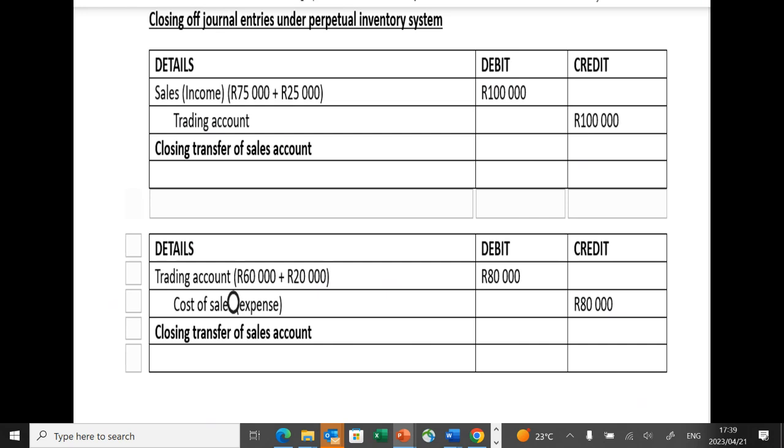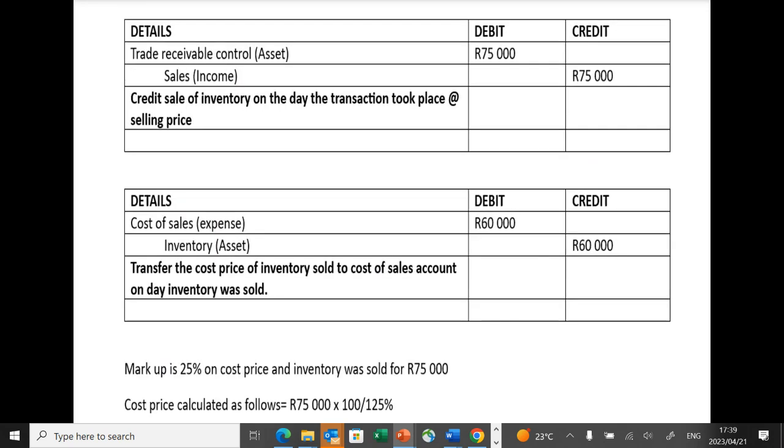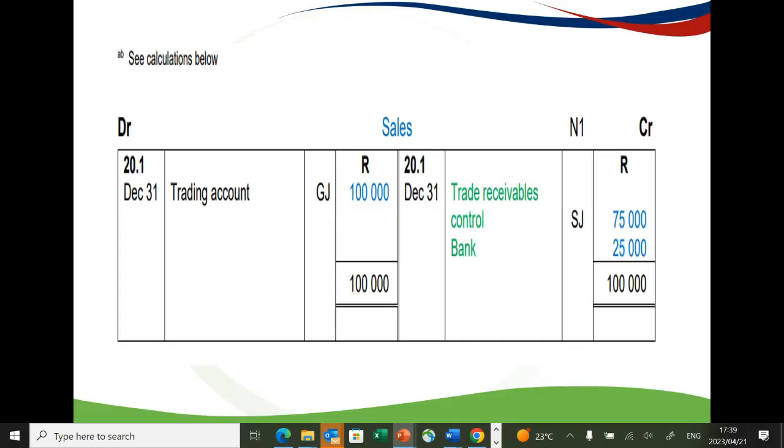So what we need to do here, let me just go back a bit. I want any transaction that has to deal with sales. Remember that when we made a credit sale, we said debit trade receivables, we credited sales income. So sales income is credited by 75,000. This is the only transaction that talks about sale. The one below does not talk about cost of sales. So let's go to the sales account.